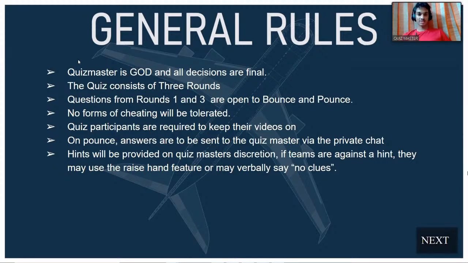The quiz consists of 3 rounds. Rounds 1 and 3 are open to bounce and pounce. Like I said, bounce is your simple passing questions. If team 1 doesn't know, it goes to team 2. And pounce is, before the question comes to you, you can pounce on that question for an additional negative marking by answering the question through the private chat.